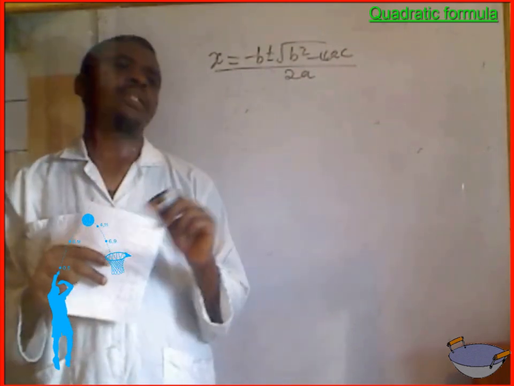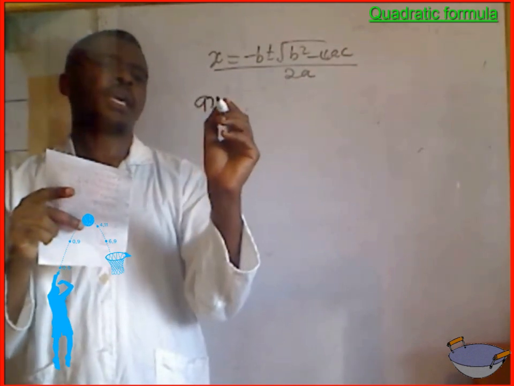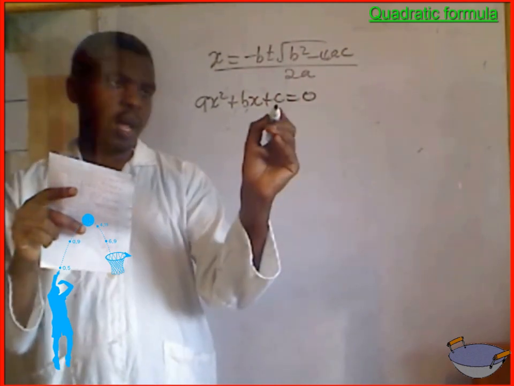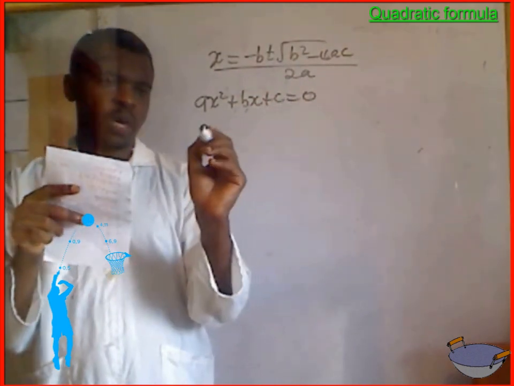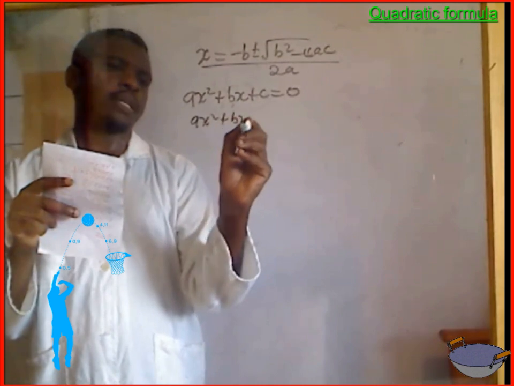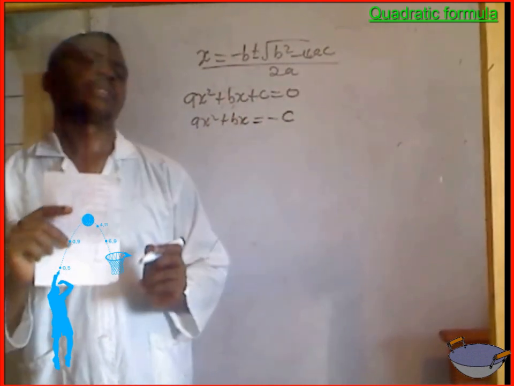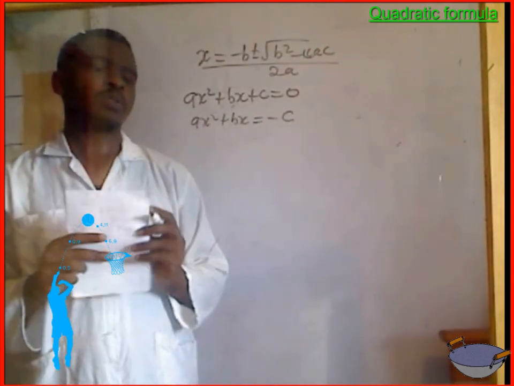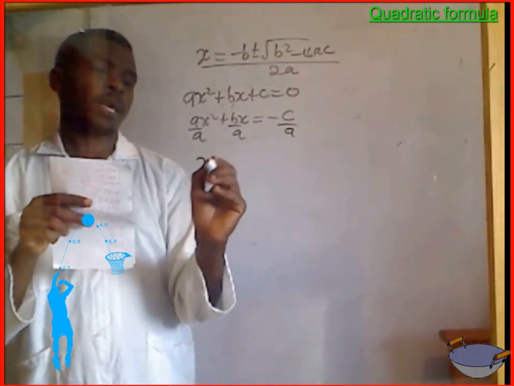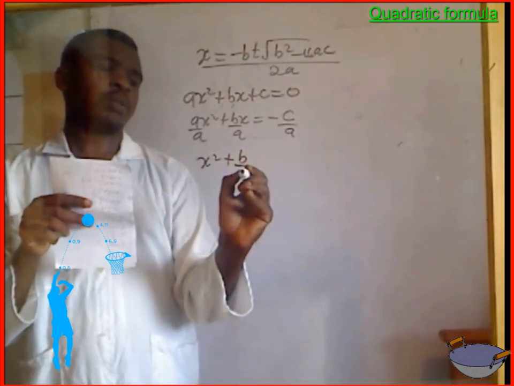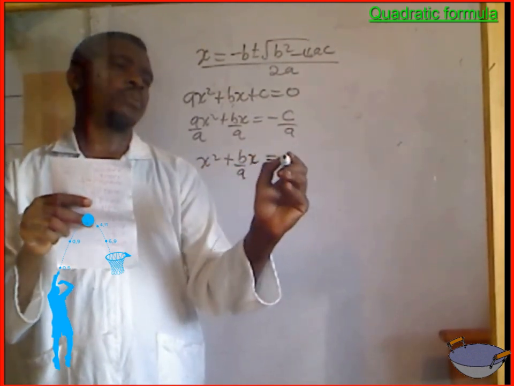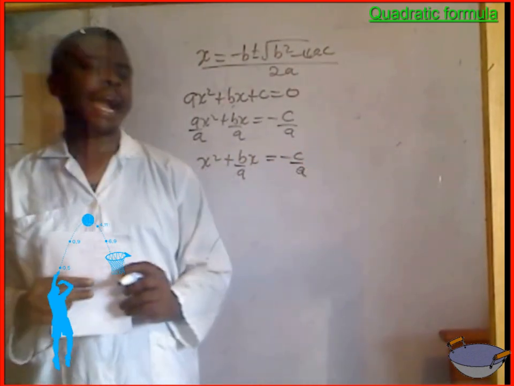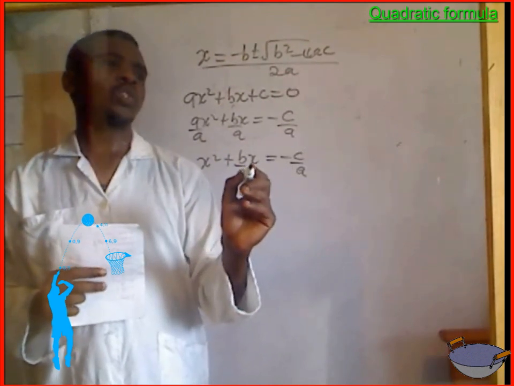If we have our quadratic equation as ax squared plus bx plus c is equals to 0. Now I have to take the c term the other way. So I have ax squared plus bx is equals to minus c. I divide all through by a so that the coefficient of x squared should be equals to 1. This will give me x squared plus b all over a x is equals to minus c all over a. The next step, I add half the coefficient of x all square on both sides.